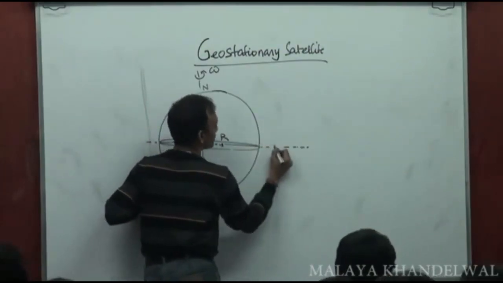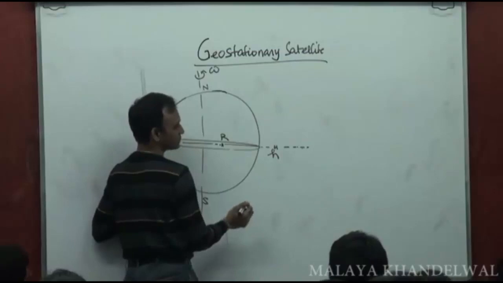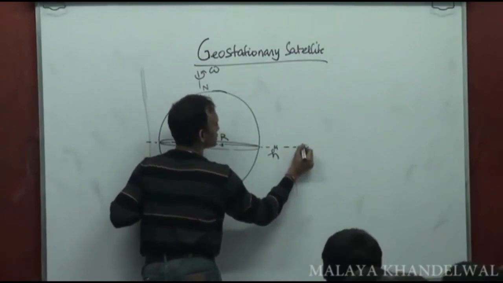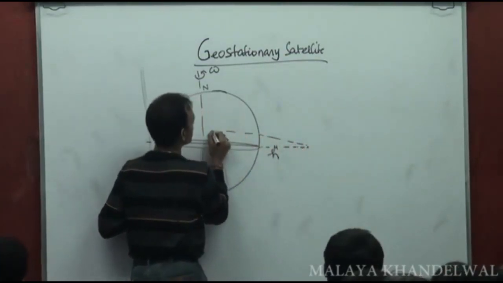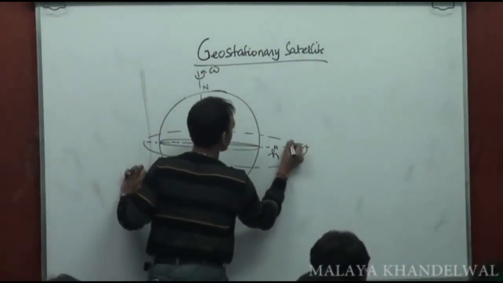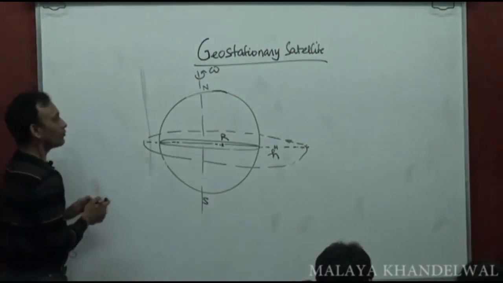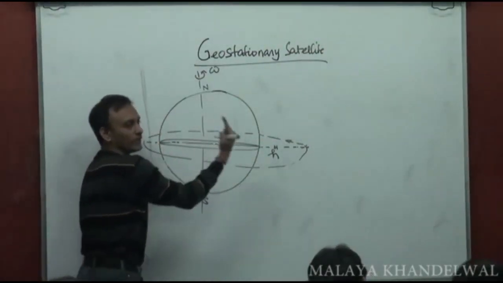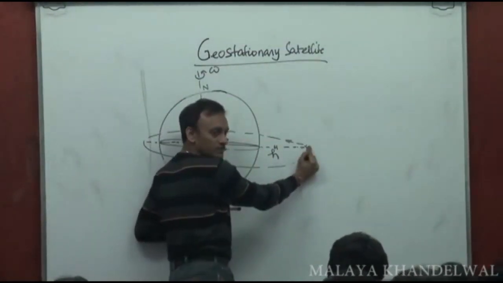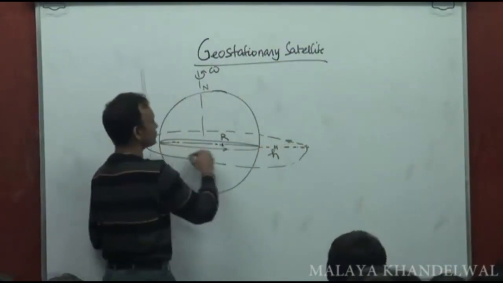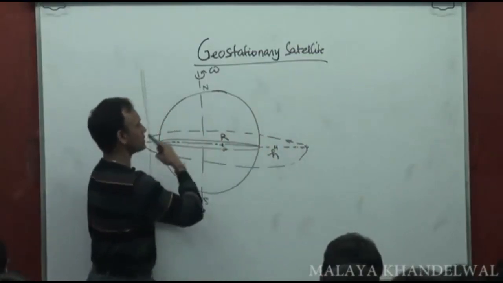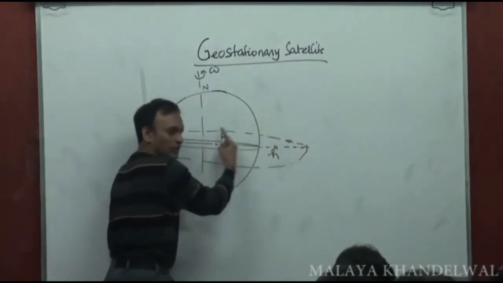R is the radius of the Earth. At a height h from the surface of the Earth, if you impart a particle a certain velocity so that it moves in the equatorial plane with an angular speed same as that of the Earth, right? At a certain height h above the surface of the Earth, if you cause a particle to move in a plane same as the equatorial plane, right? This is the equatorial plane. If you cause the orbit to be the equatorial plane, right?